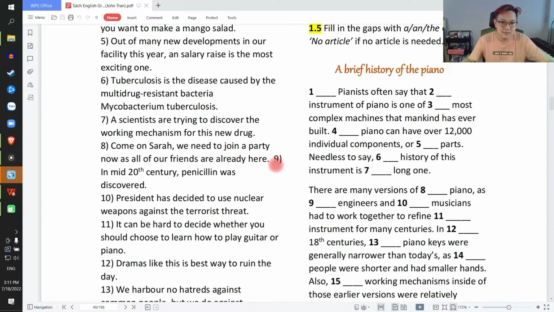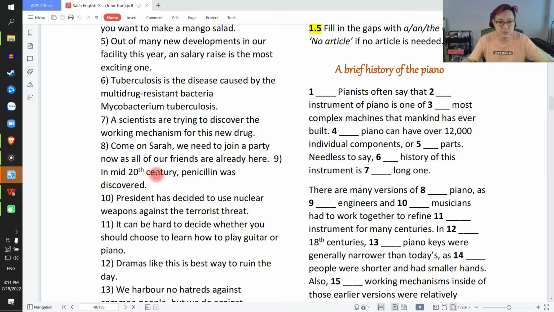So number 9, in the mid-20th century, penicillin was discovered. Because there's only one 20th century, right? So you must use a definite article, the, in here.